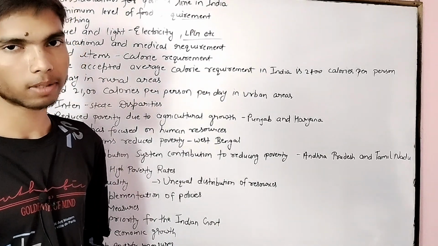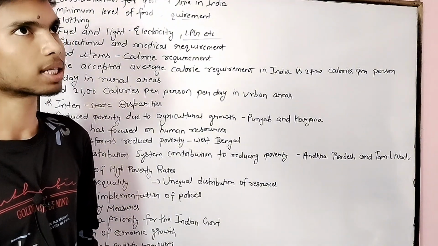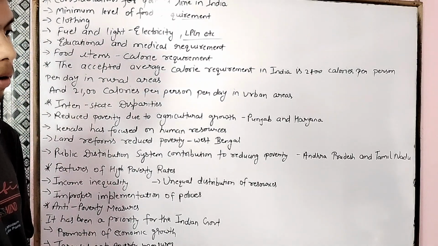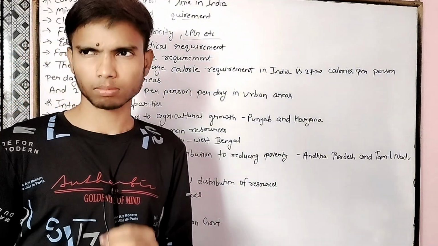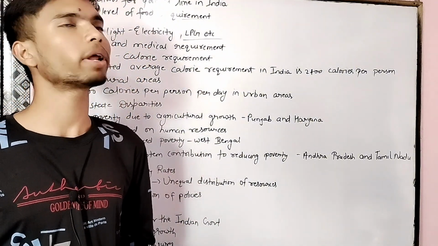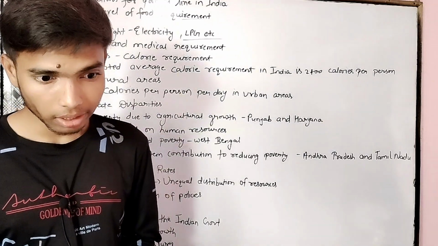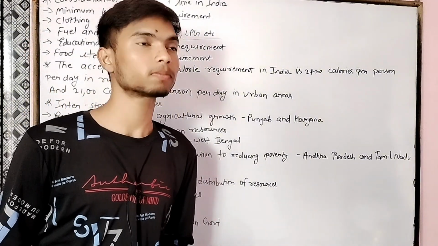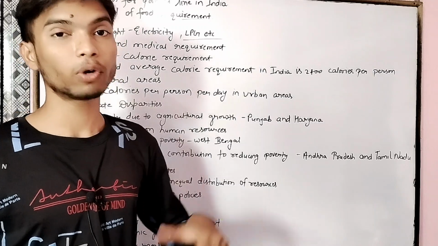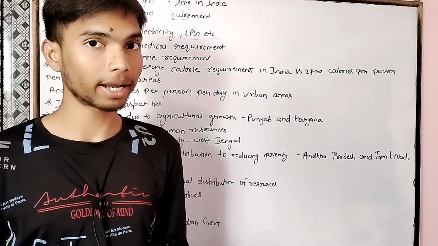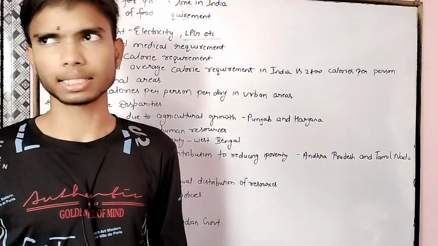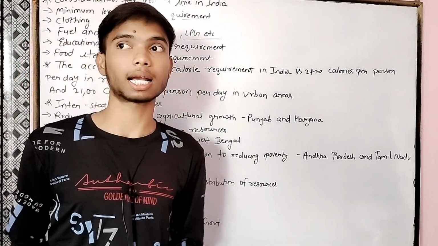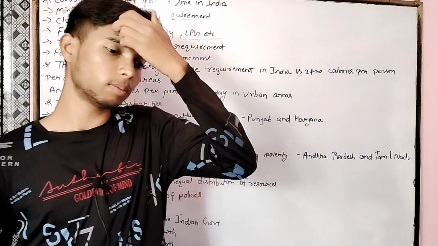Here, social scientists have said the calorie requirement for a common person in a rural area is 2400 calories, whereas for an urban person it is 2100 calories. Why do social scientists say it like this? Because there are reasons, and the reason is simple.